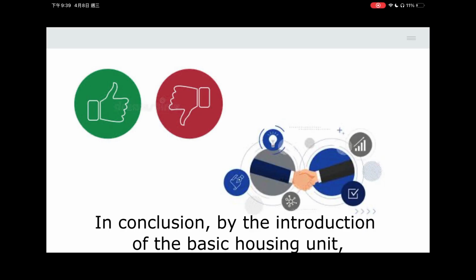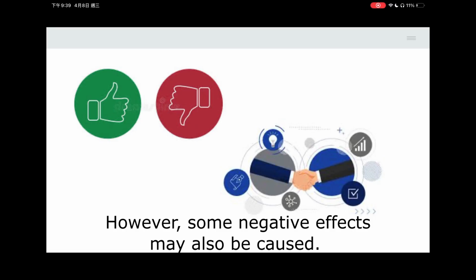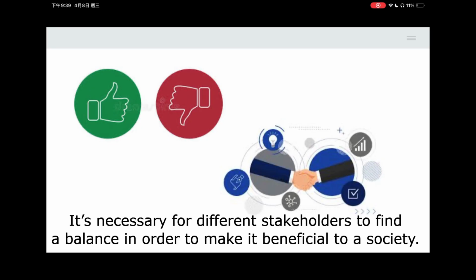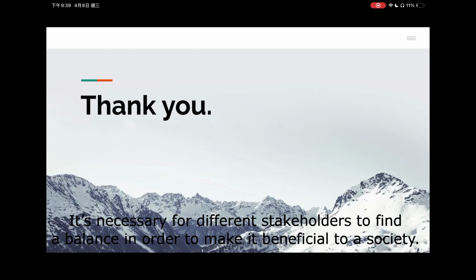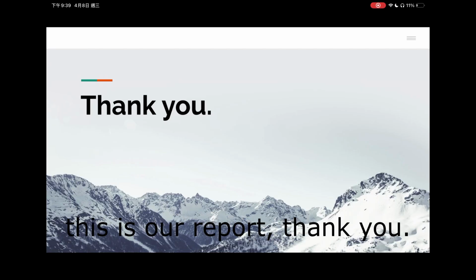In conclusion, by the introduction of the basic housing unit, the positive impacts shown above are posed to the society. However, some negative effects may also be caused. It is necessary for different stakeholders to find a balance in order to make it beneficial to society. This is our report. Thank you.